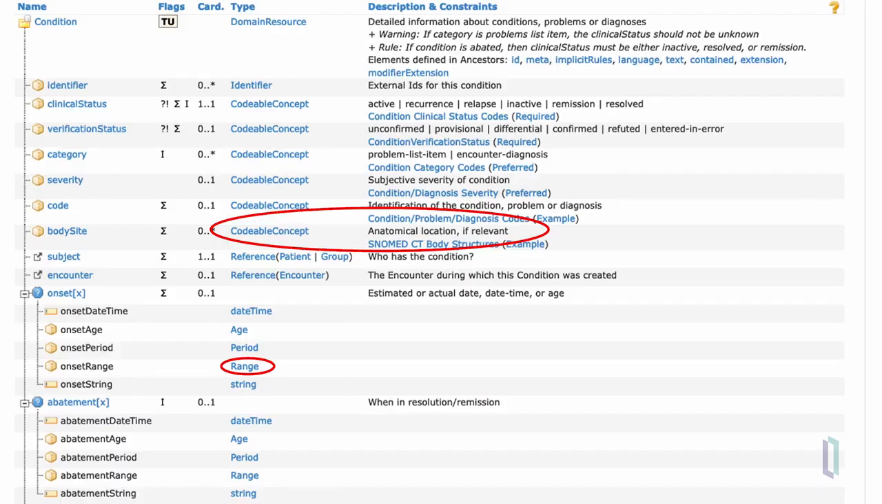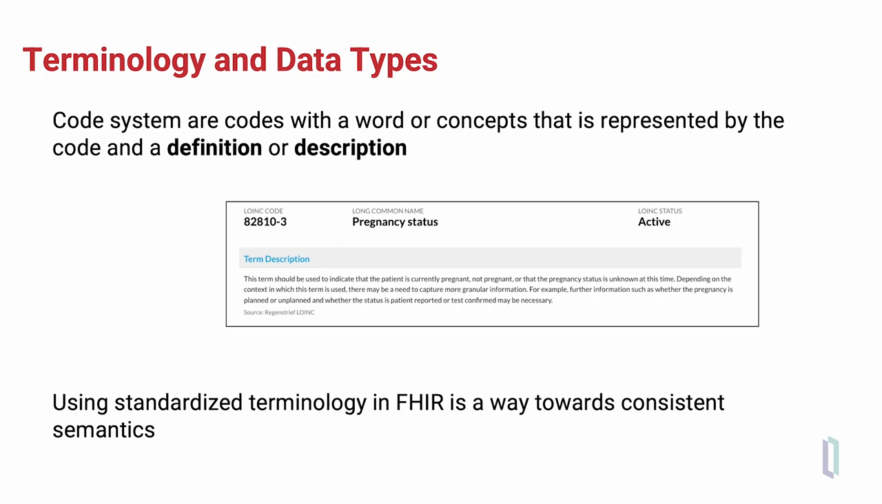So if we take a quick look at a representation of the condition resource and looking at the body site data element, you'll see in the middle column it says codable concept. That's the data type required for that data element. And if you look down to the other red circle around range, this is a data type for the onset range of a condition. So terminology and data types are both required to represent coded data in FHIR.